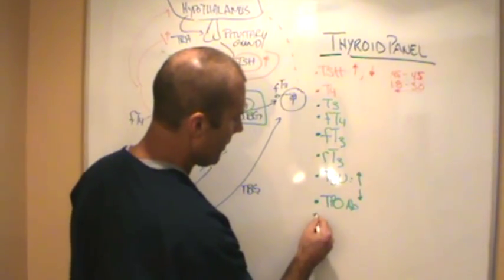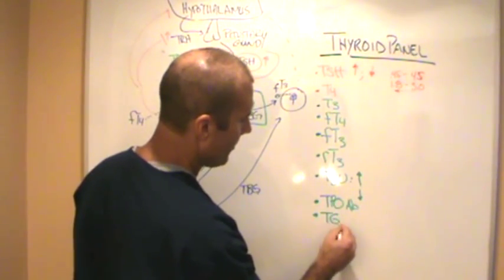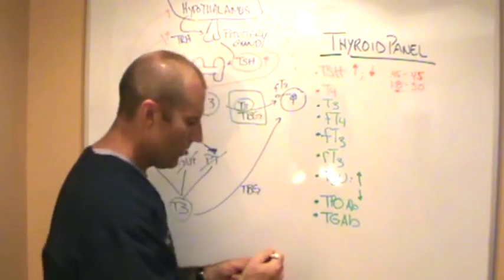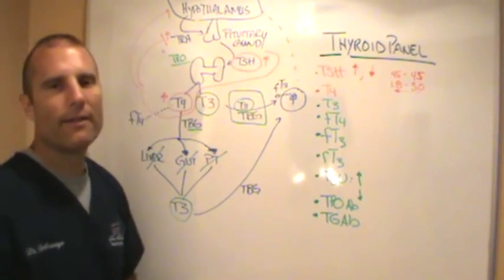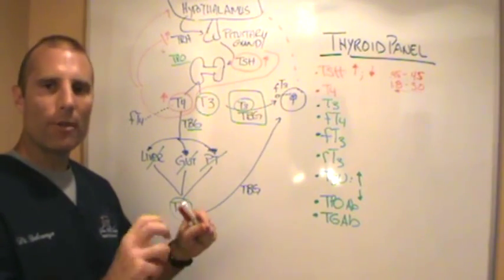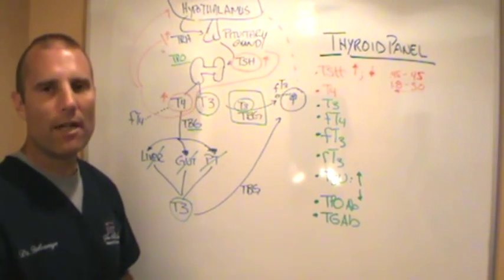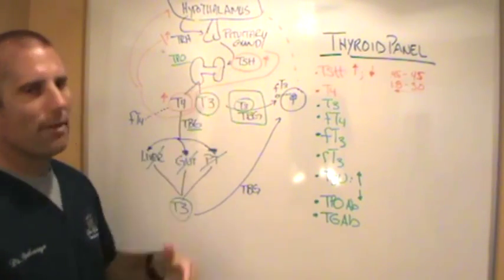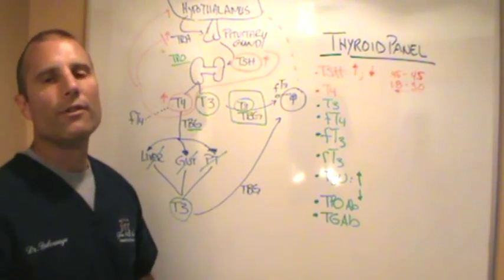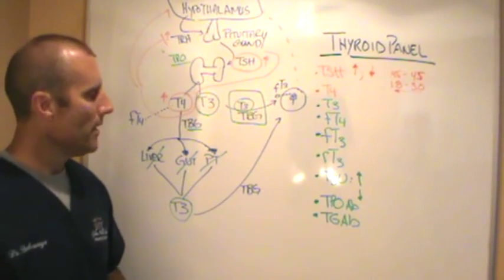We also want to take a look at another marker called thyroglobulin antibodies. Thyroglobulin is a substance that's inside the thyroid gland, and it is essentially a carbon backbone with a whole bunch of tyrosine molecules bound to it. So it's the thyroglobulin that is really the precursor to T3 and T4.